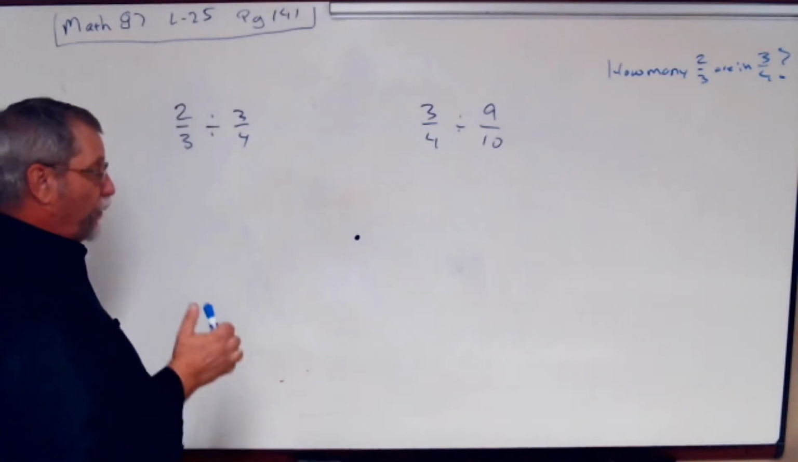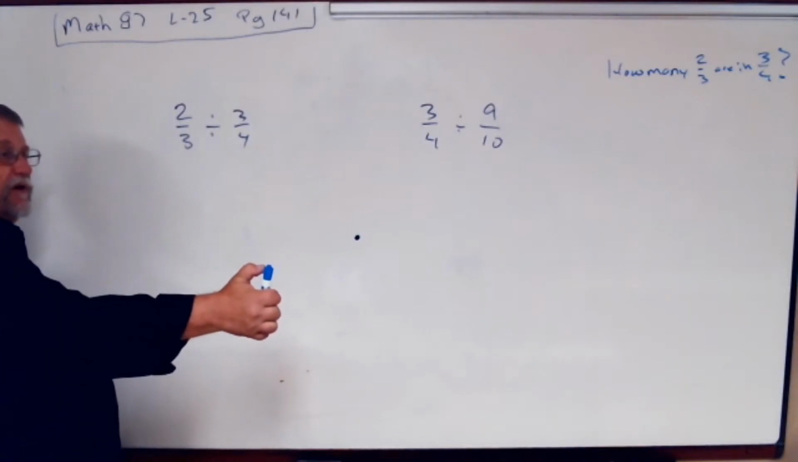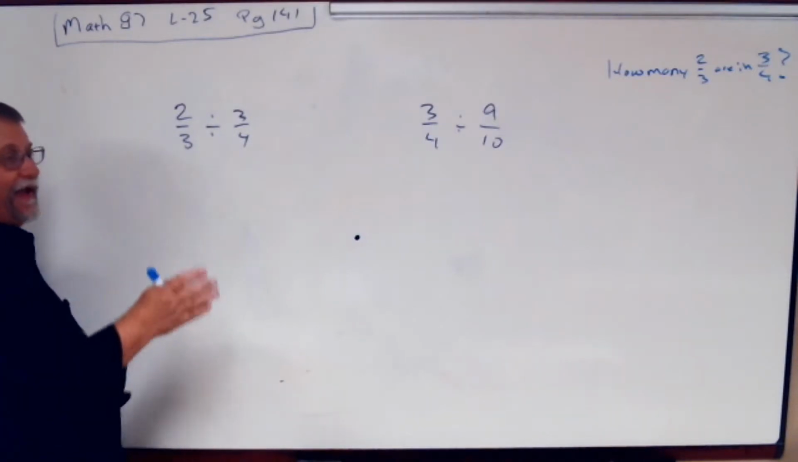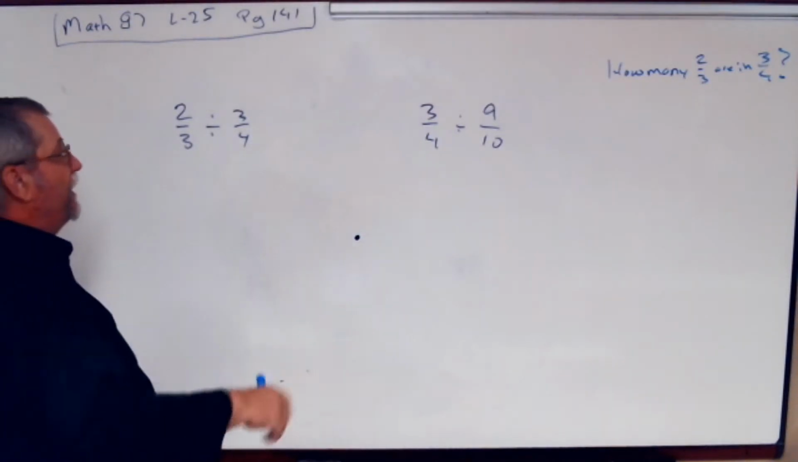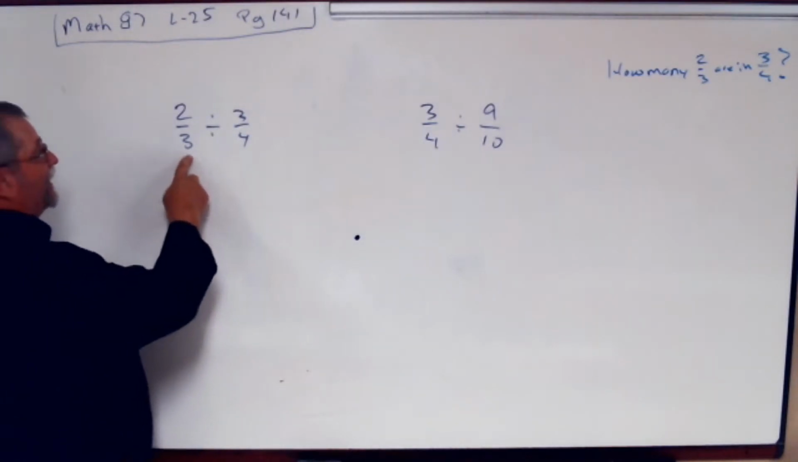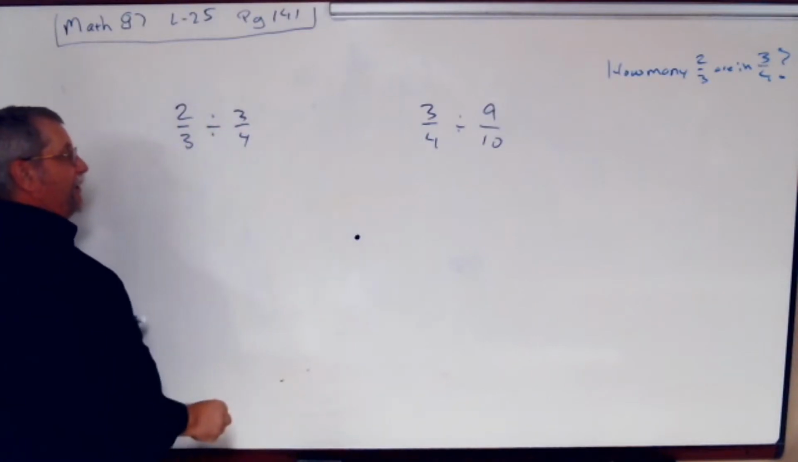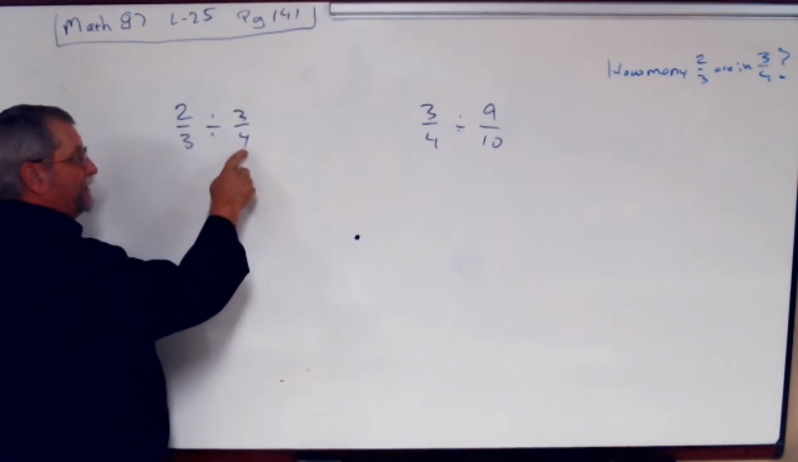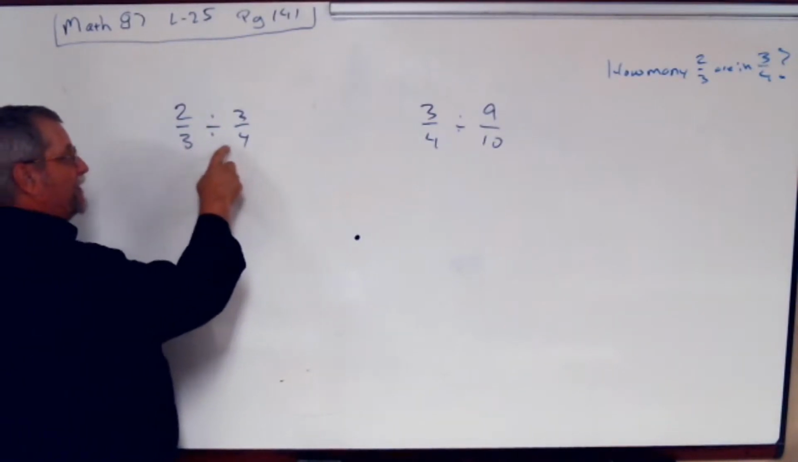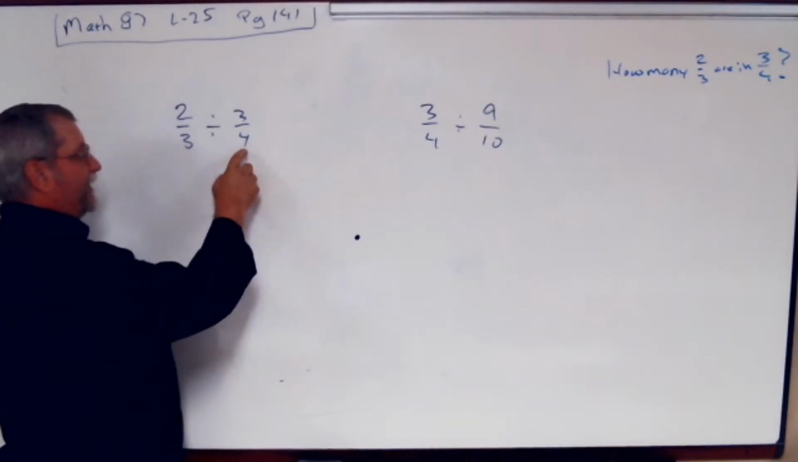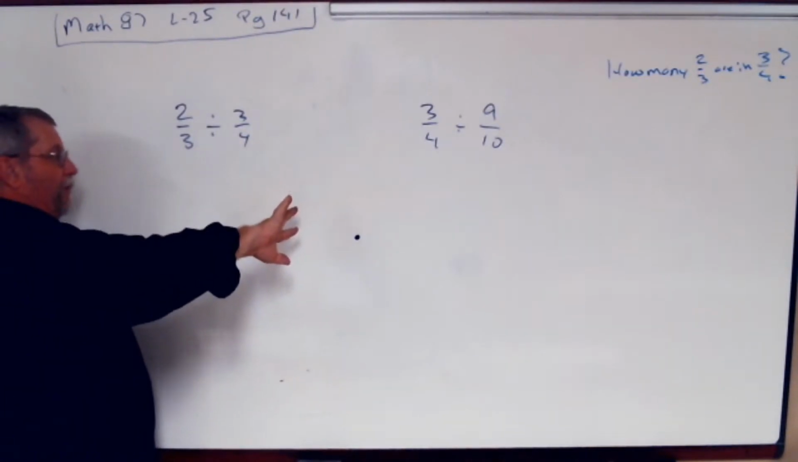The way you divide fractions is you invert and you multiply. Invert means to turn over. So anytime you have a fraction divided by a fraction, you invert the second part. Never the first. You invert the second part. You turn it over and then multiply.